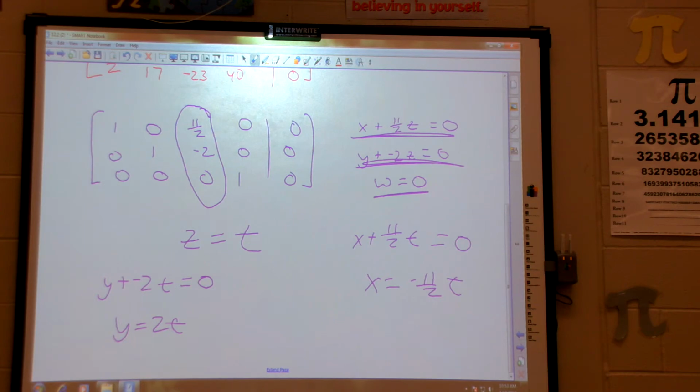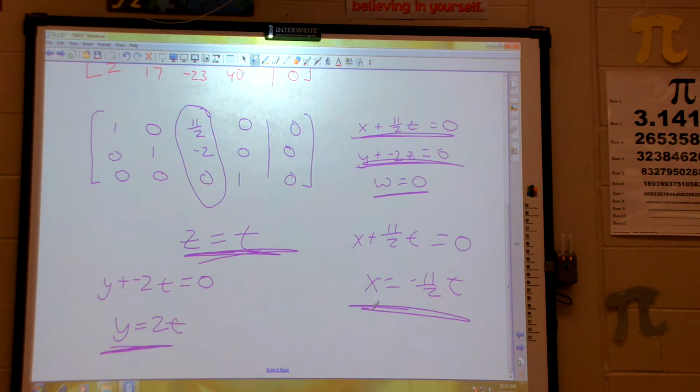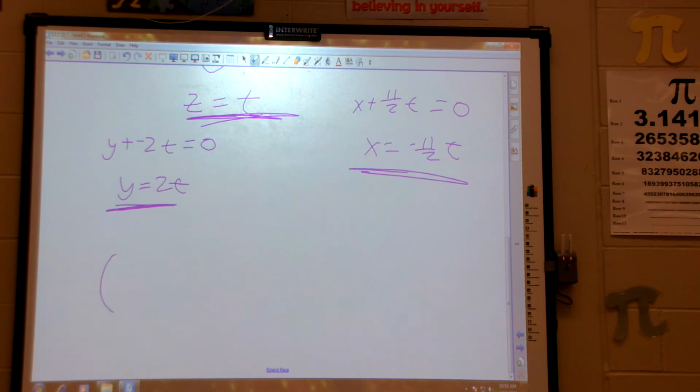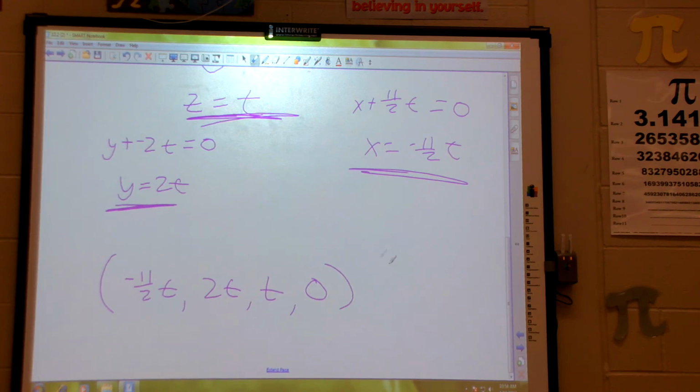But now you see how all variables, Z, Y, X, are all in terms of T? Yes? They all depend on the same thing, which is what a parametric equation is. Okay? So I'm going to write this as a point. The point XYZ is negative 11 halves T, 2T, T, and W is always 0. T is any real number. And I'm going to write above it infinitely many of the form.